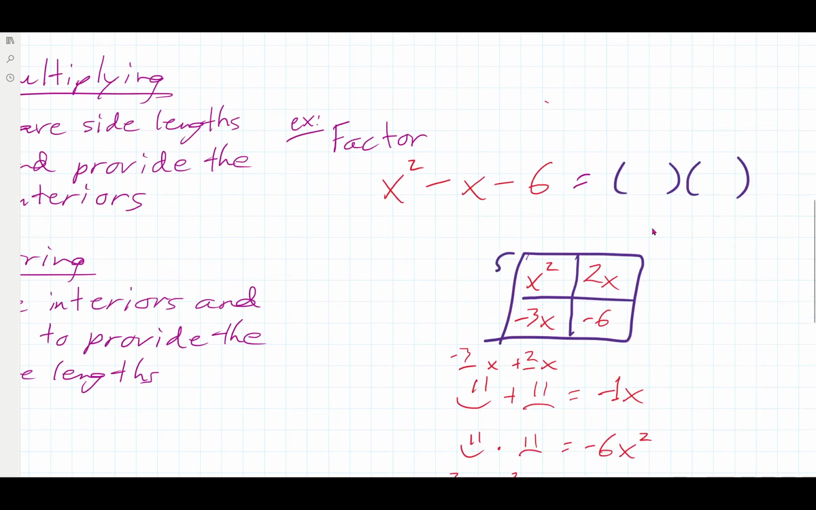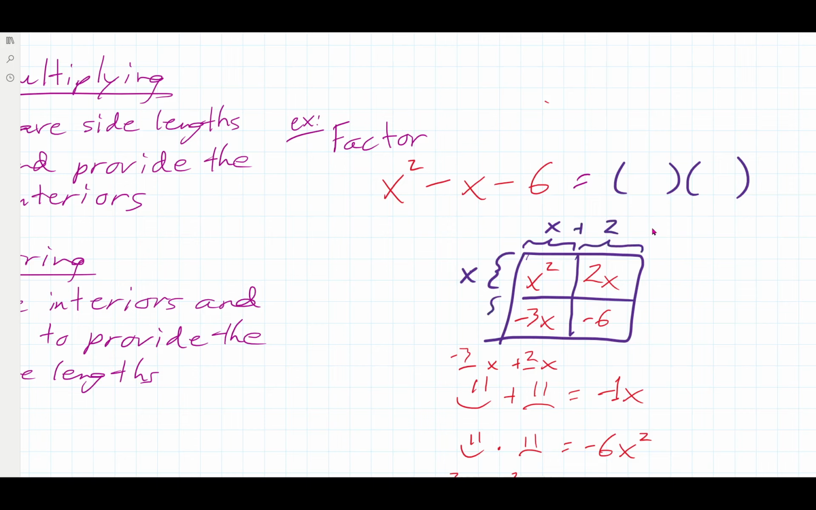Remember, this side length has to apply to this box and this box. And so what factor is common to both x squared and 2x? Well, besides 1, the only other option is x. So I'm going to say this side is x. And this is a nice little puzzle here, because if that's x, to get to x squared, I need to multiply x times x again. And also to get 2x, if I already have x, that's x times 2. So that's why this side length is going to be x plus 2.